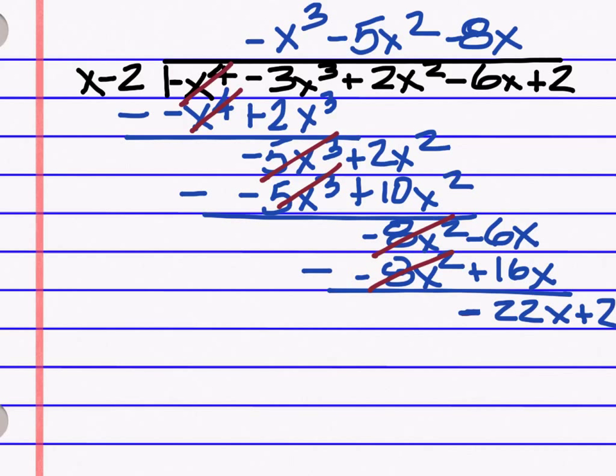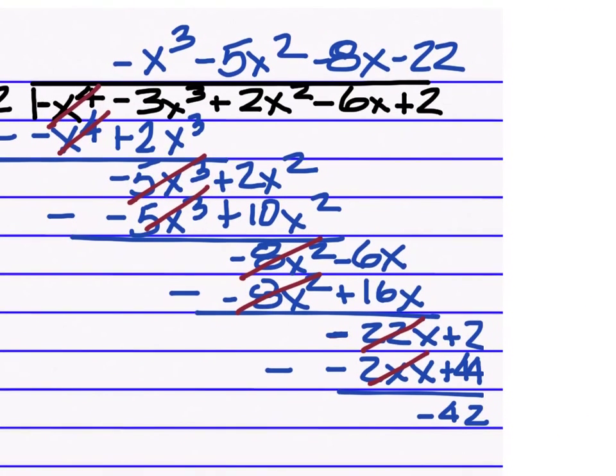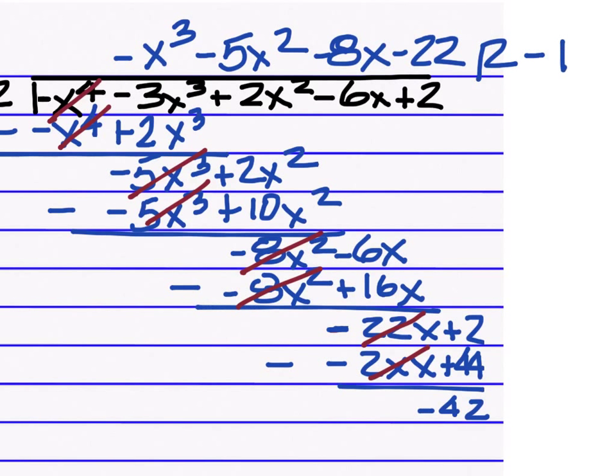And we drop the 2 here and multiply this by negative 22 to get negative 22x. Multiply that negative 22 by negative 2 to get a positive 44. And when I subtract, I get these two canceling out, and 2 minus 44 is a negative 42. So my remainder is negative 42. Oh yeah, that's a 22, not 2XX.